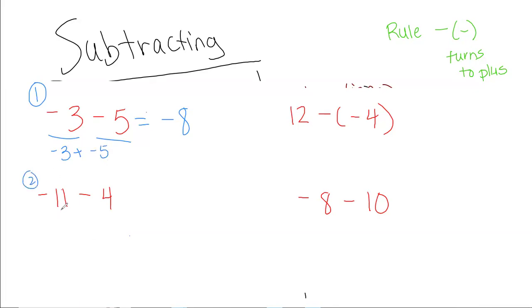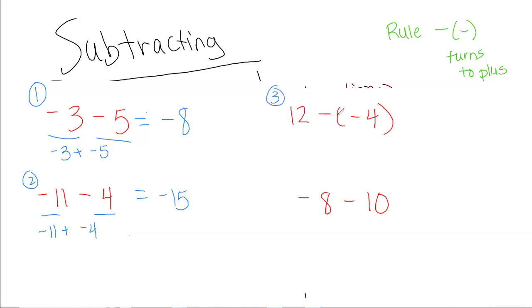Number 2, you owe me 11, you owe me 4. All together, you'd owe me 15. Again, if you need to rewrite that, that would be negative 11 plus negative 4. You can do that. Up to the top, number 3, I threw in a minus minus.